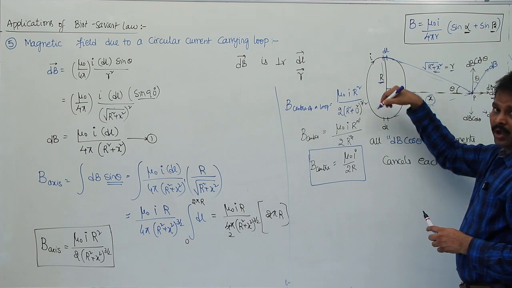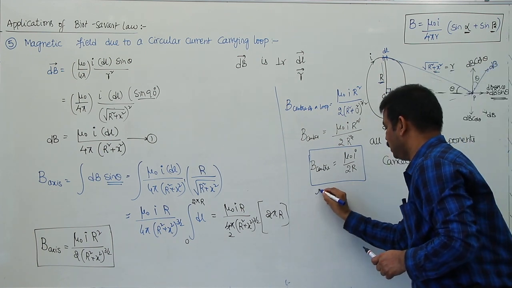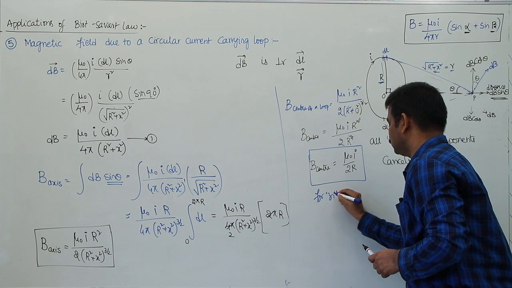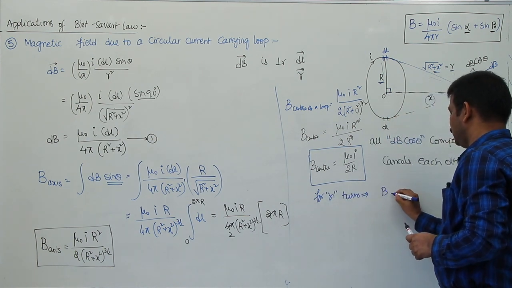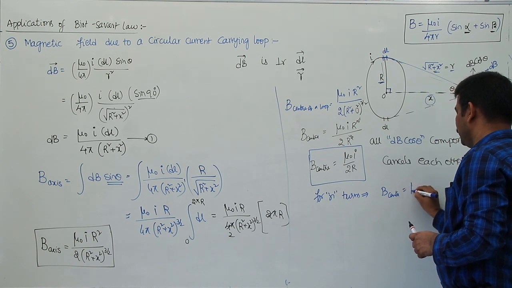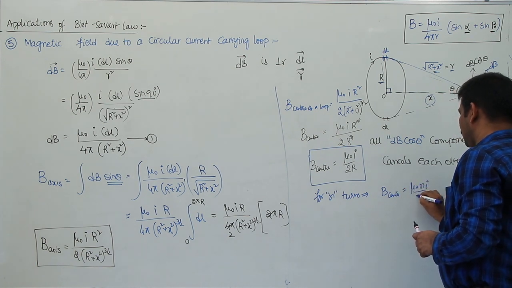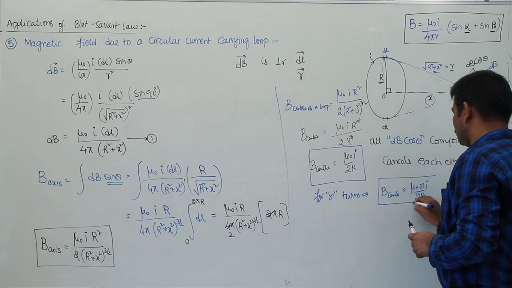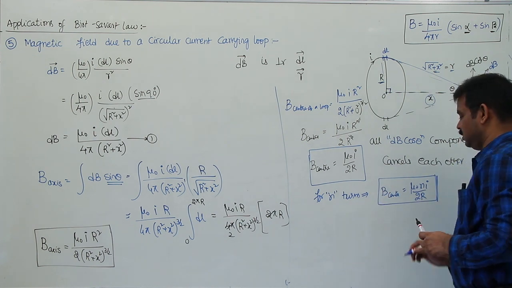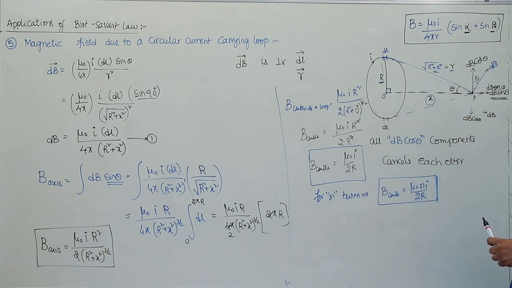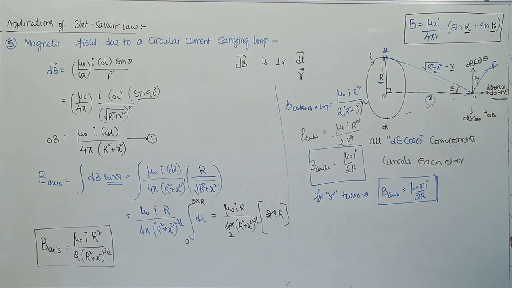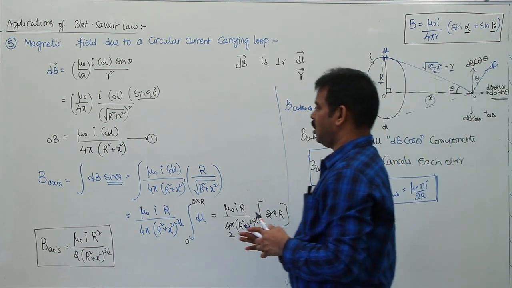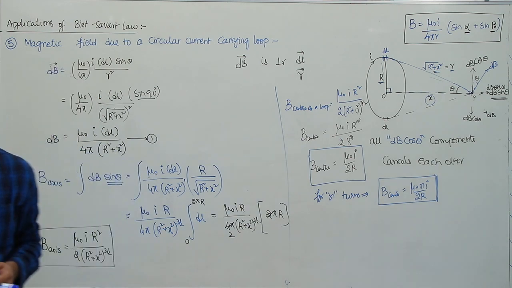Now, if the coil consists of n turns, for n turns, the magnetic field at the center is given by mu naught n I by 2r. This is the magnetic field at the center of a circular current carrying coil. Now, if the point is not near this one, let us say it is far away at a large distance, what is the magnetic field?